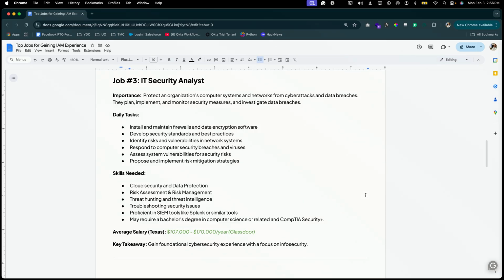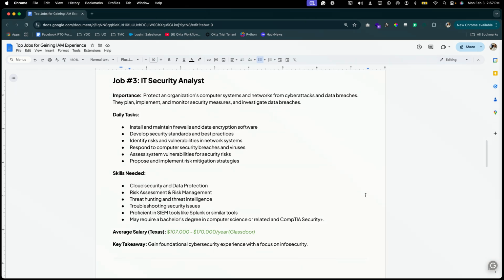But the importance of this job is to protect an organization's computer systems and networks from cyber attacks and data breaches. They implement, plan, and monitor security measures and investigate data breaches. Now, the daily task for an IT security analyst is to install and maintain firewalls and data encryption software, develop security standards and best practices, identify risk and vulnerabilities in network systems, respond to computer security breaches and viruses. They also assess system vulnerabilities for security risk and propose and implement risk mitigation strategies.